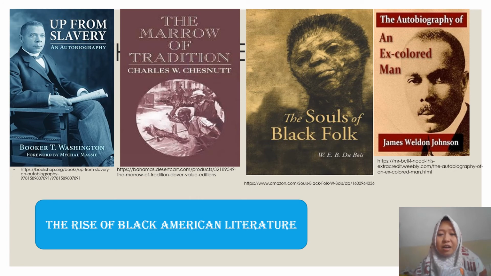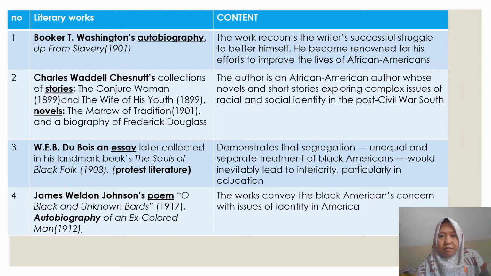Okay, now another literature that came up in the era of realism and naturalism is Black American literature. The literary works here are various. It means that it's not only fiction, but also autobiography, essays, poems, and short stories. Yeah, for example, like here, this is an autobiography. This one, novels. This is a social protest. Yeah, and then this was also an autobiography. Okay, let's talk about it in detail, yeah.